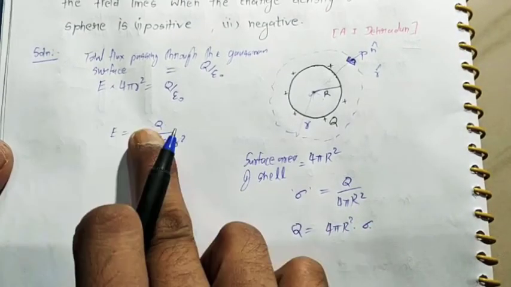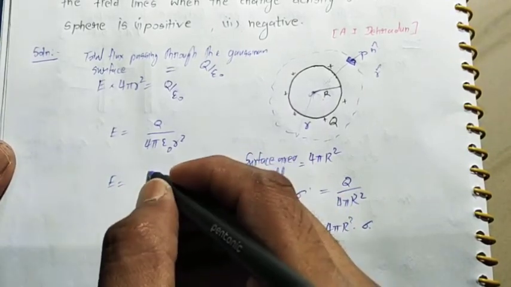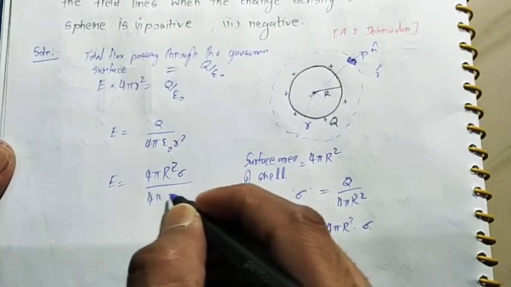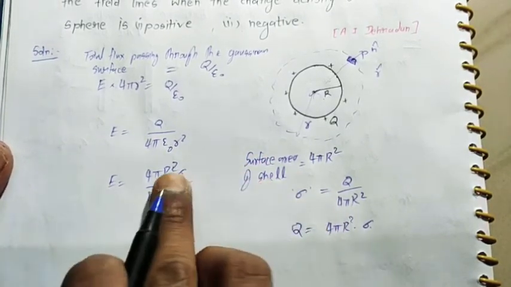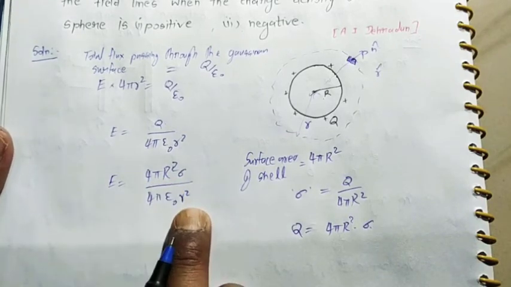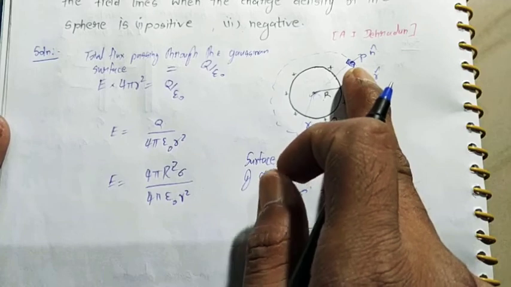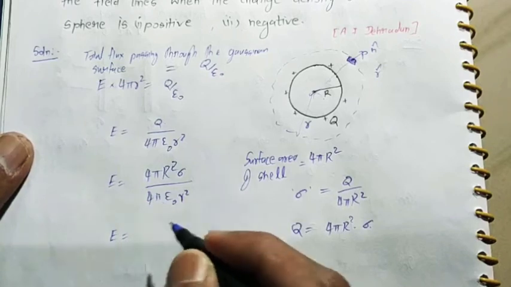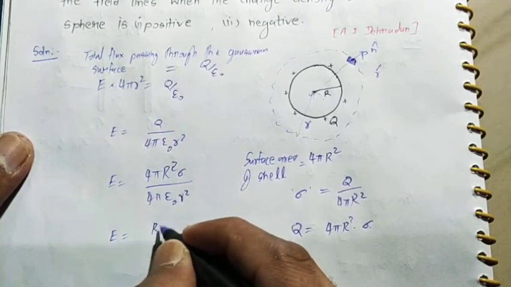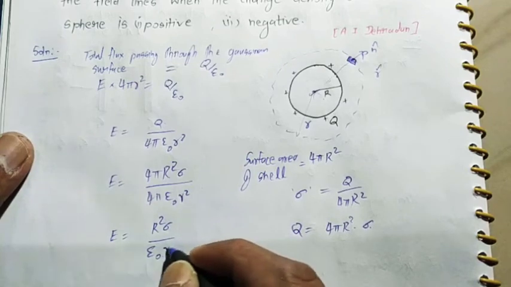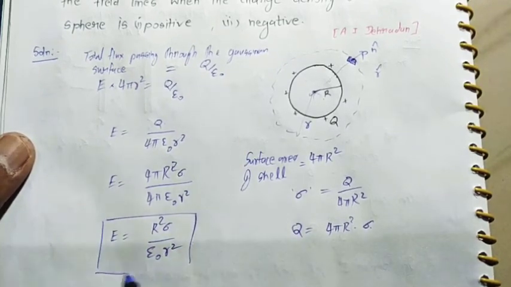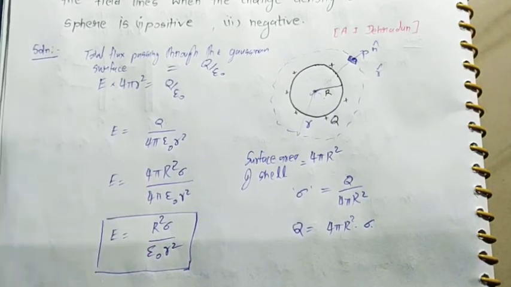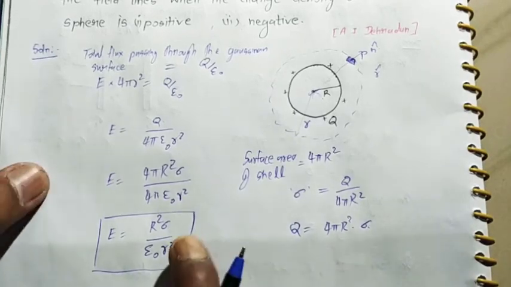So put it here, capital Q. E is equal to 4 pi capital R square sigma divided by 4 pi epsilon naught r square, where capital R is the radius of the spherical shell and small r is the position at which we have to calculate the electric field. So this E will be equal to, 4 pi cancels out, R square sigma upon epsilon naught r square, and this is our required expression. We have done it before. All right, so this is our required expression.